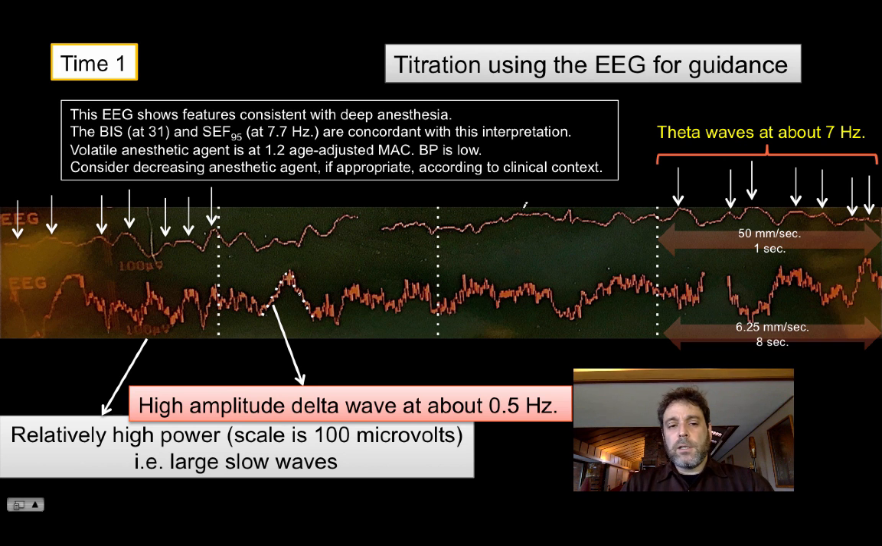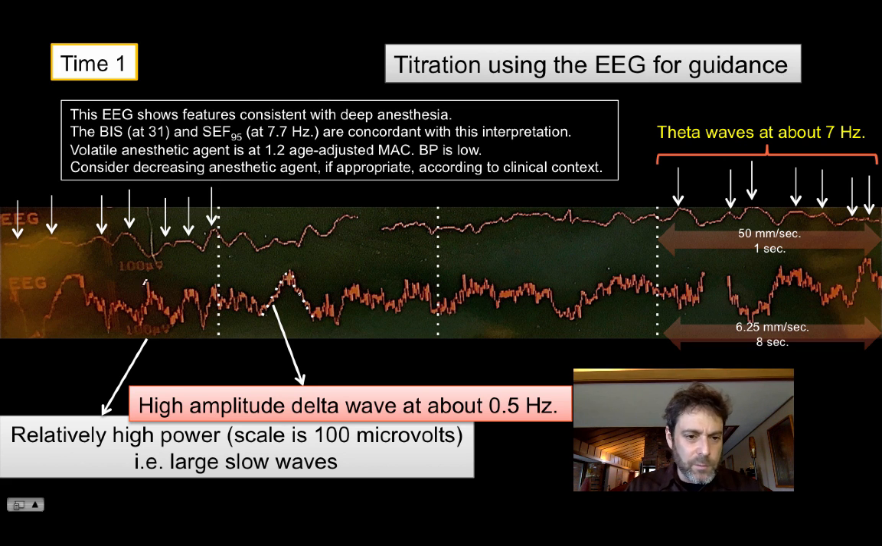So let's look at an example of actually using the EEG, based on the principles that I've summarized, to titrate volatile-based general anesthetic. So here's an example of an EEG at two different sweep speeds. This is a very slow sweep speed where we can see these nice delta waves, and a faster sweep speed where the spindles are apparent. And I've annotated this for you. So let's look at some of these features.